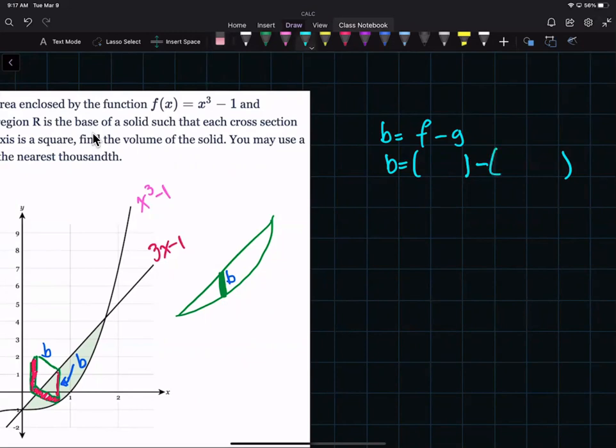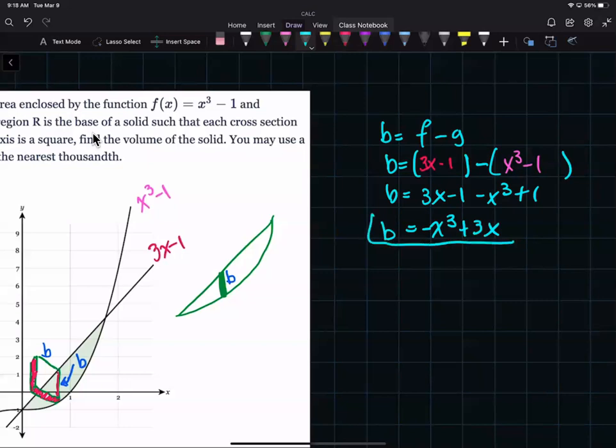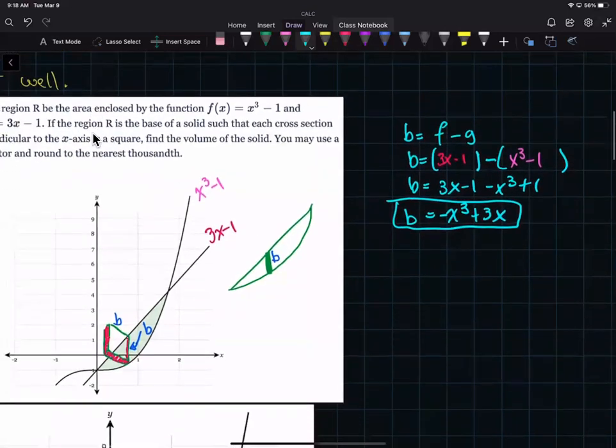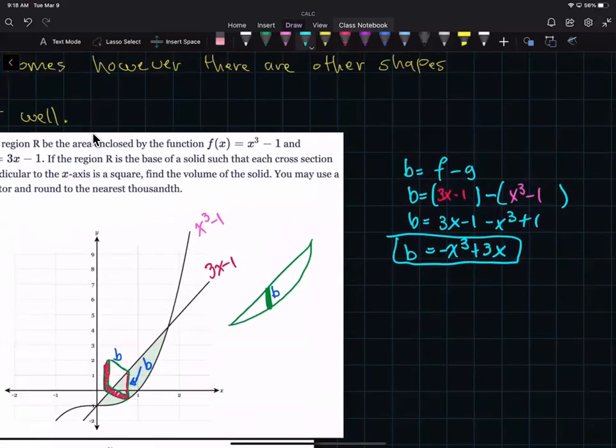So this is going to be 3x minus 1 and x cubed minus 1. So then simplifying this is going to be b equals 3x minus 1 minus x cubed plus 1. So this is going to be negative x cubed plus 3x. That is my base. Okay. All right, now here comes the part. Well, that is the base, okay?